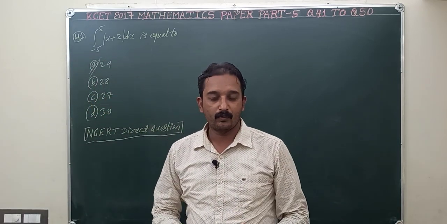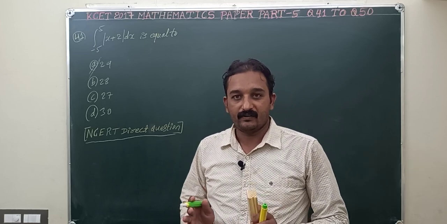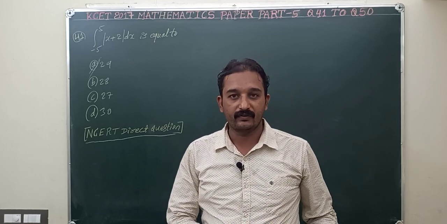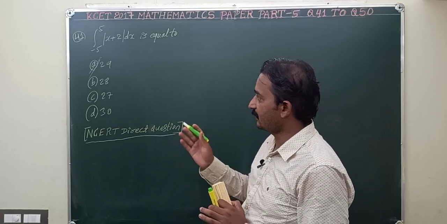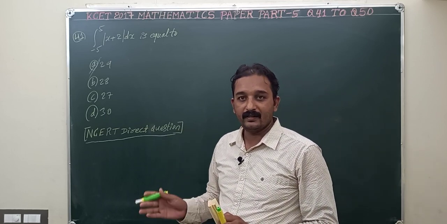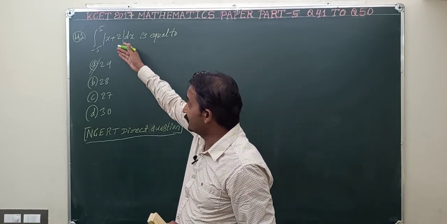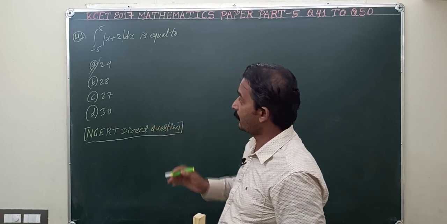In this video, I am going to solve KCET 2017 Mathematics paper part 5 from question number 41 to 50. Let us move on to the first question, 41. This question is based on the chapter integration, particularly definite integration. We have to find the definite integration of this integrand by using properties.